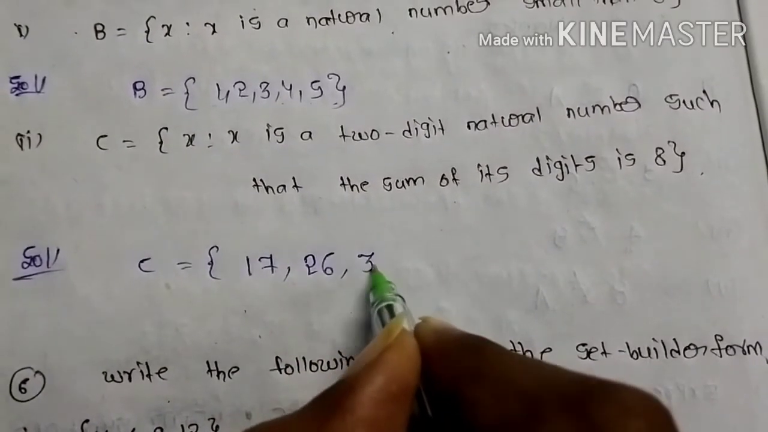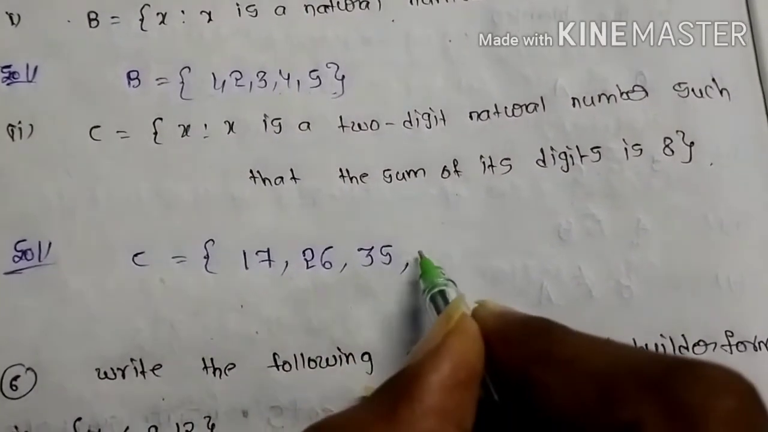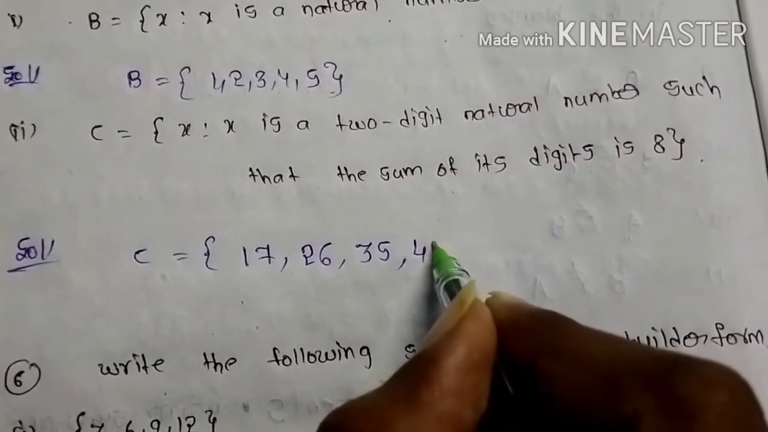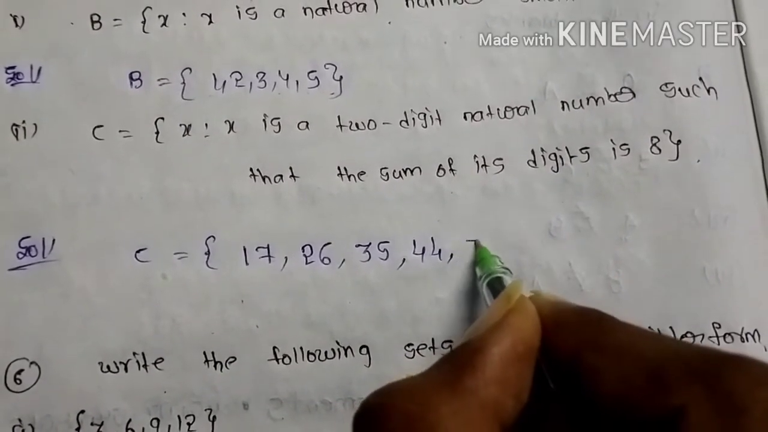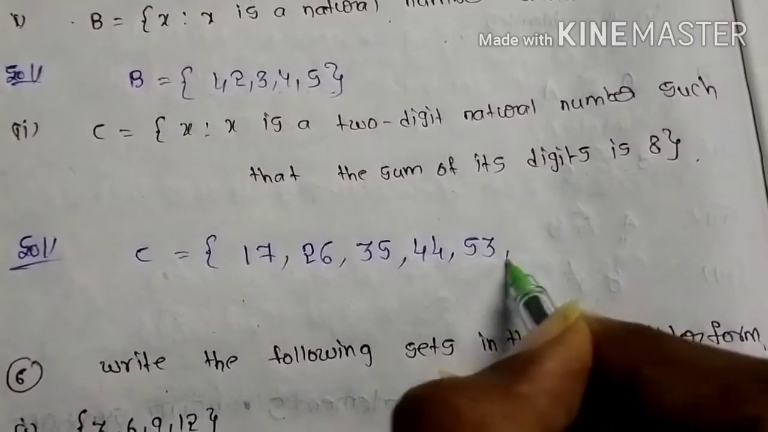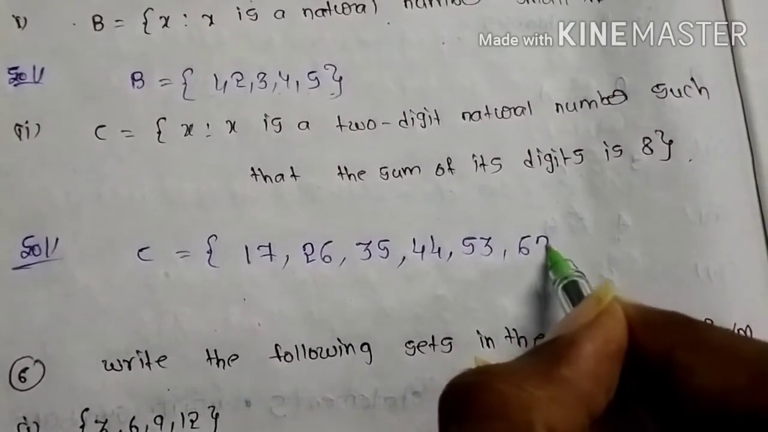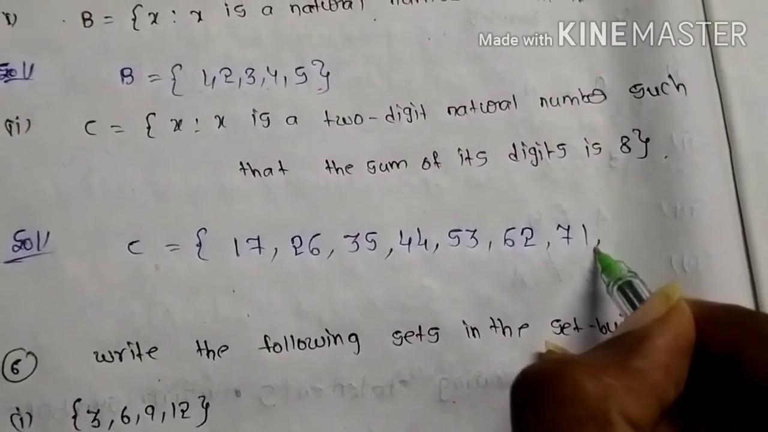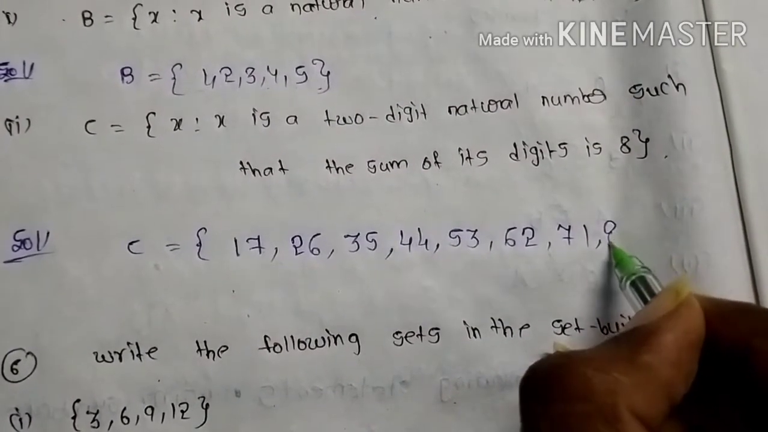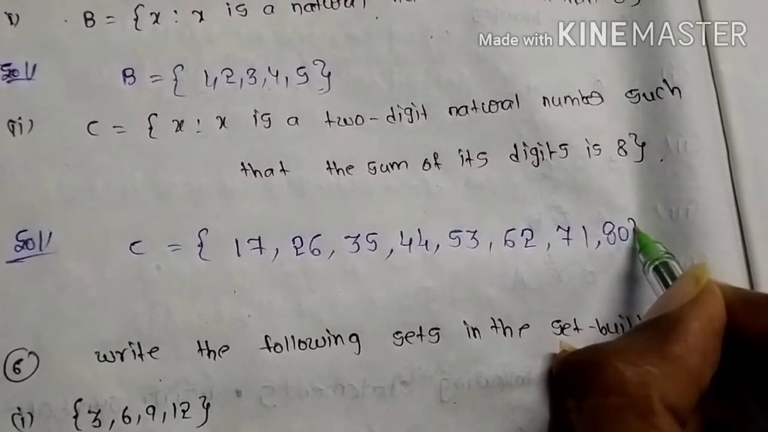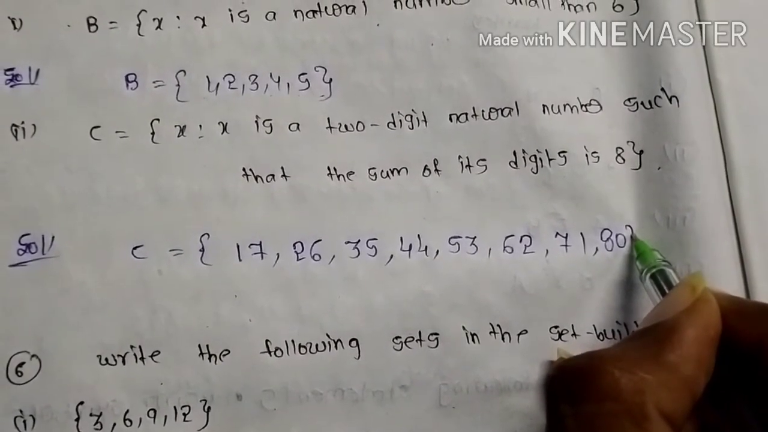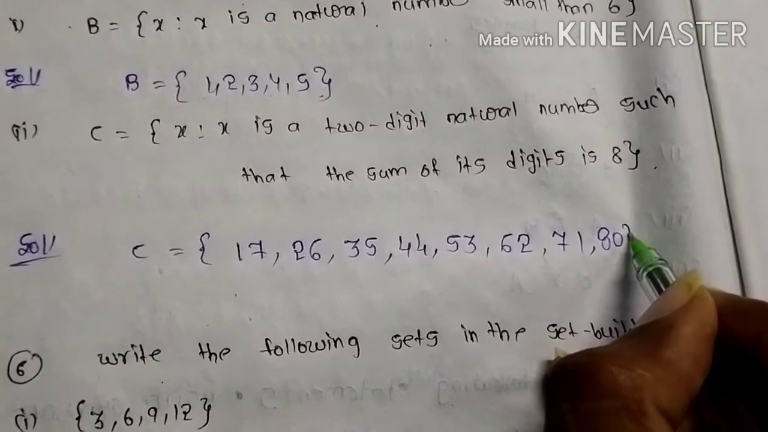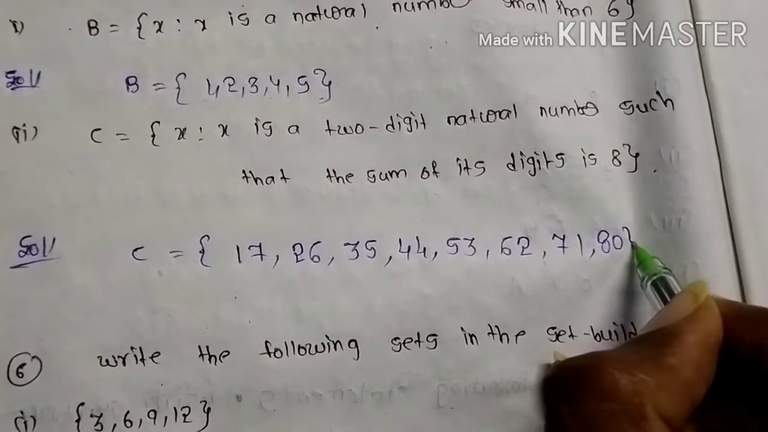Next you can take 3, 3 plus 5, 8, that means 35. Next you can take 4, 4 plus 4, 8, that means 44. Next you can take 5, 5 plus 3, 8. Next I am taking 6, 6 plus 2, 8. Next I am taking 7, 7 plus 1, 8. Next I am taking 8, 0. Yes or no? 80 also. If I am taking 9, it is more than 9. So don't take 9 values.